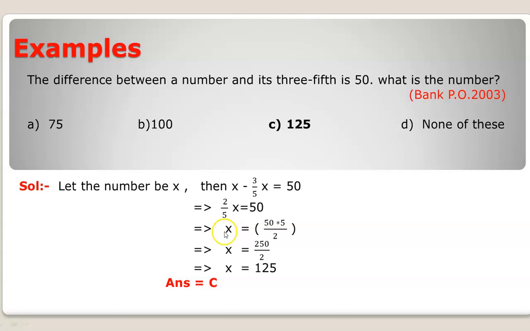In the next step, x is equal to 50 into 5 divided by 2, meaning the 5 in the denominator is transferred to the right side, where it is multiplied. This is 50 into 5 divided by 2. So x is equal to 250 divided by 2, and x is equal to 125. So option C is correct, that is 125.